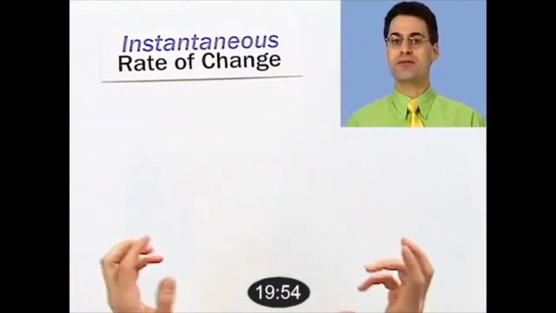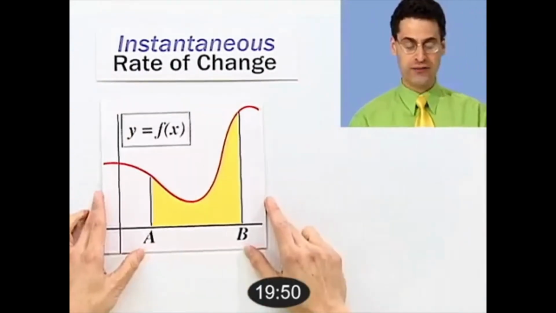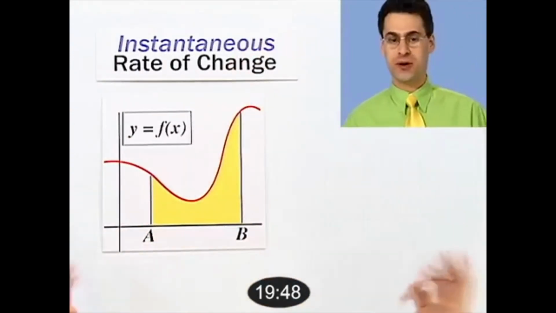What are they? How do you find instantaneous rate of change? How do you find how things are changing instantly? And then, completely separate from that, how do you find areas under curves? Two completely different questions. Turns out answers are completely related. Let's see how they go.